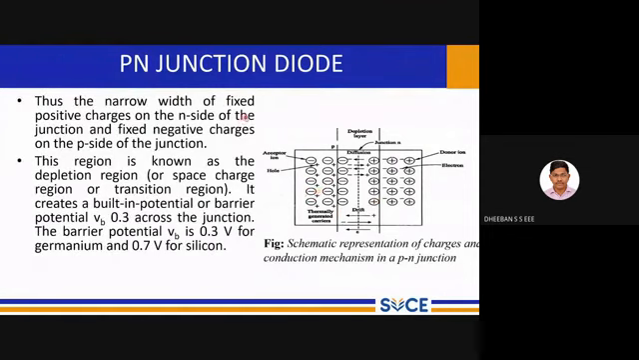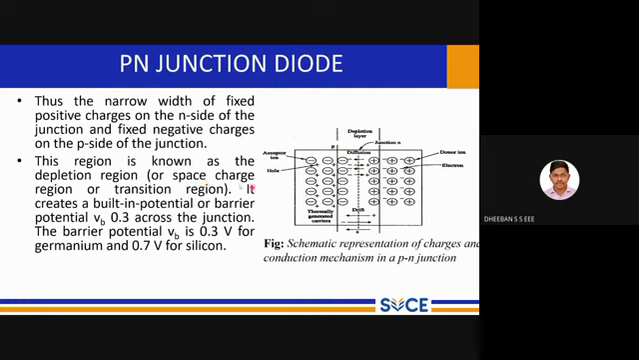So an area with fixed positive charges. That's what is over here. You can see the holes have moved over here, and the electrons have moved over here. So the fixed positive charges are on the n side, that is this side. Here it is positive, and here it is negative. This region is known as the depletion region or space charge region.